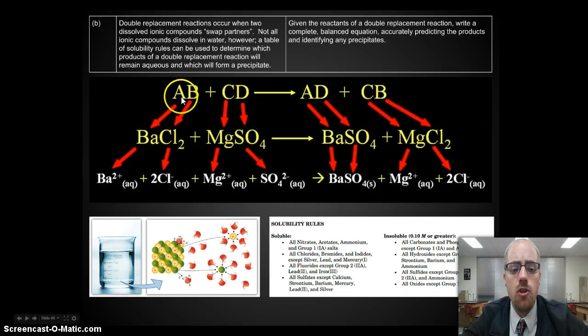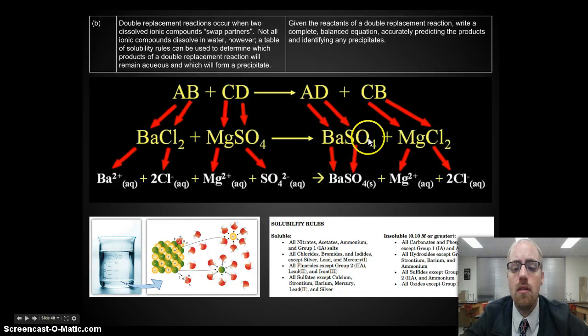Like in this general equation up here, where if you have A bonded to B and C bonded to D, A and C, assuming those are both cations, are going to switch places so that A winds up bonded to D, forming this compound. Okay, so cation A and anion D bond together, and C winds up switching over to be with B, so that cation C is with anion B. So for example, barium chloride and magnesium sulfate can react to form barium sulfate and magnesium chloride. And all that's happened is the metal cations have swapped partners.